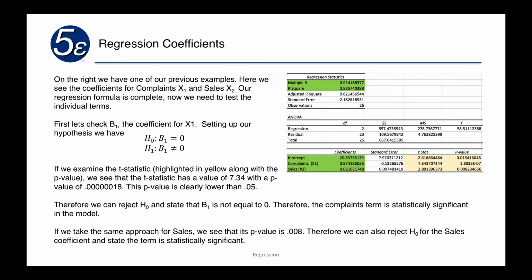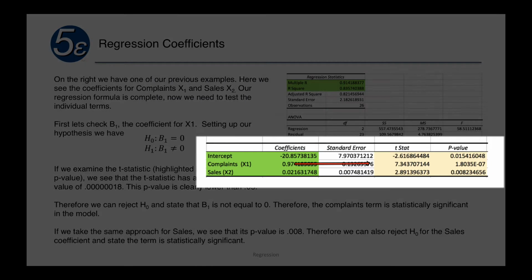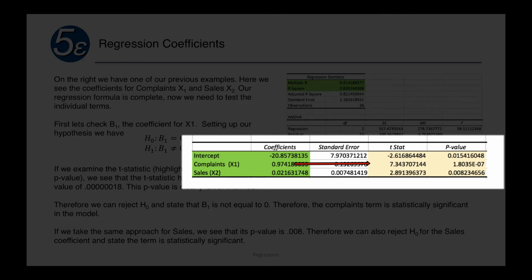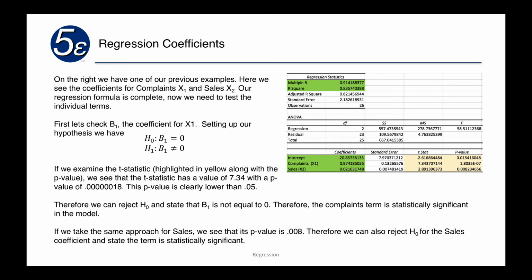Beta 1 is equal to 0 as the null hypothesis, and beta 1 is not equal to 0 as the alternative hypothesis. If we look at the t-statistic highlighted in yellow along with the p-value, we see that the t-statistic has a value of 7.34 for the x1 variable, with a p-value of 0.00000018. Well, this p-value is clearly lower than 0.05. Therefore, we can reject the null hypothesis and state that b1 is not equal to 0. And thus, we could say that the complaints term is statistically significant.